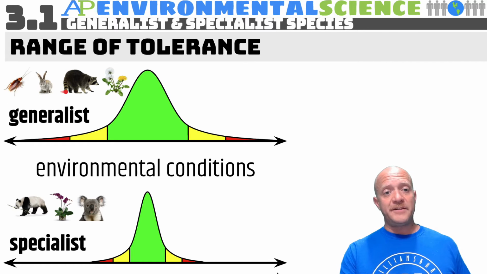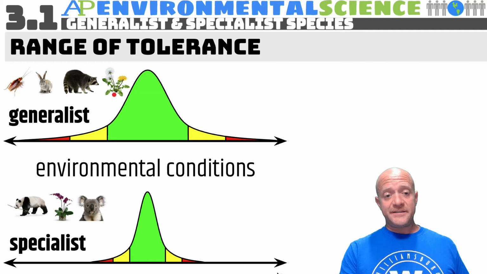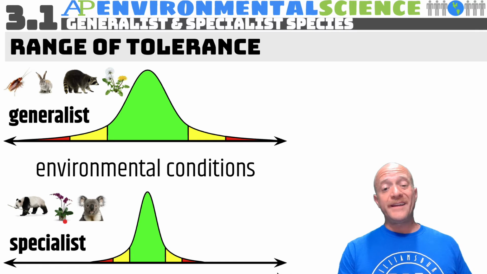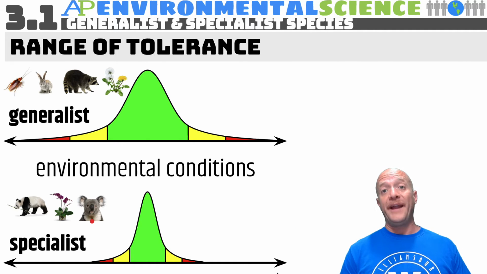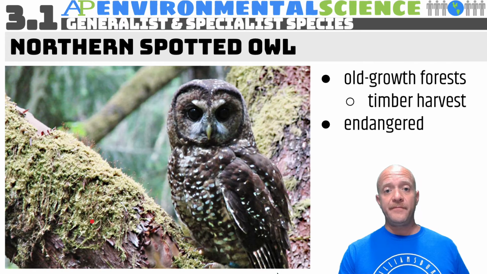We have roaches, rabbits, raccoons, dandelions, and specialist species. Examples would be something like a panda, some orchids, and a koala. They have a very narrow range of tolerance.